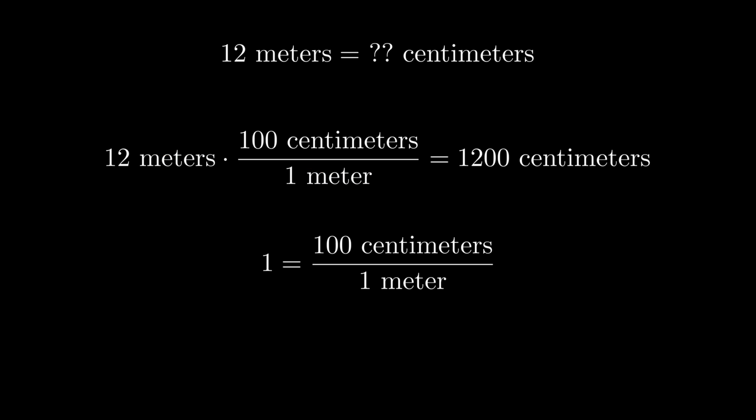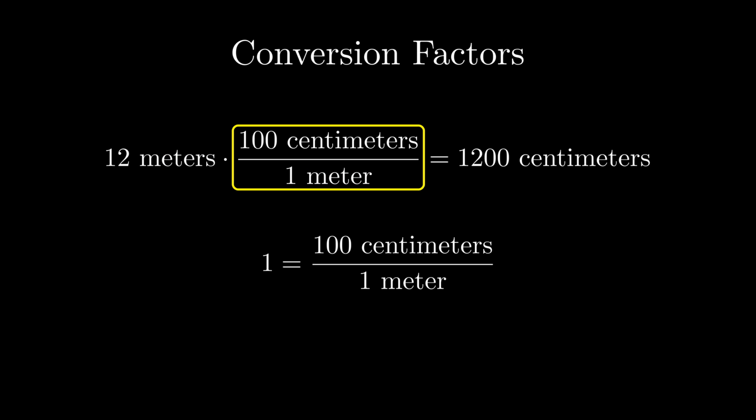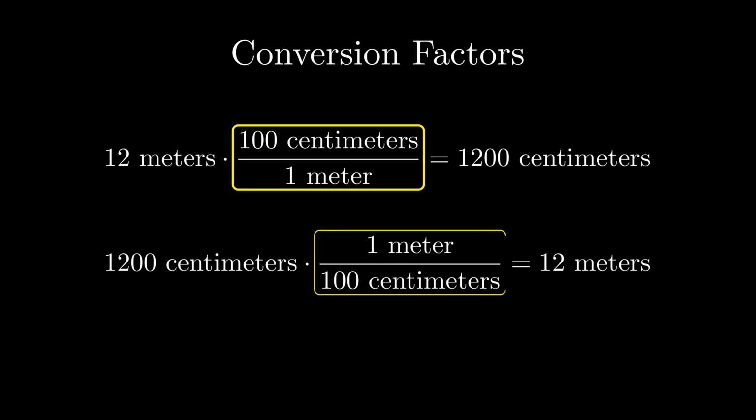This expression that we found is called a conversion factor. Conversion factors, by definition, must be equal to a dimensionless 1, and they convert the unit in the denominator to the unit in the numerator by simply multiplying itself to the value to be converted. Notice that if we just take the reciprocal, we get the conversion in the other direction.